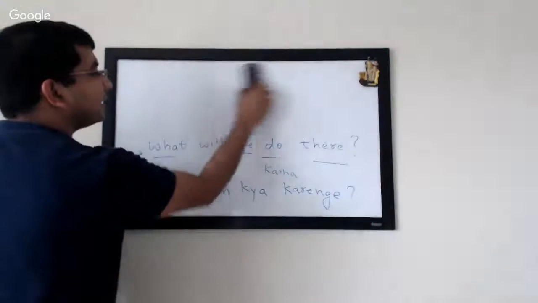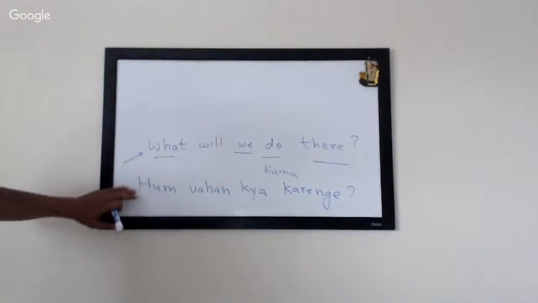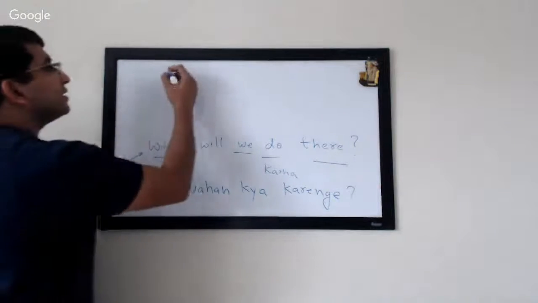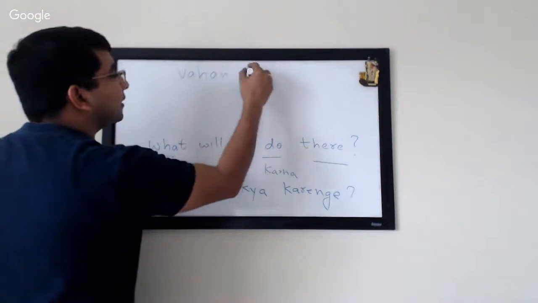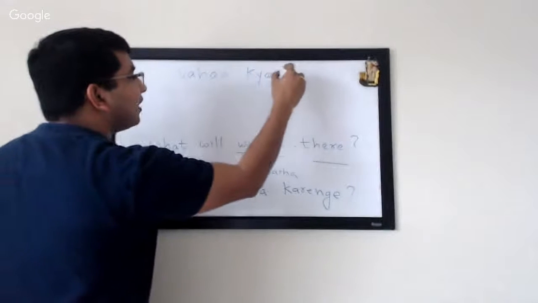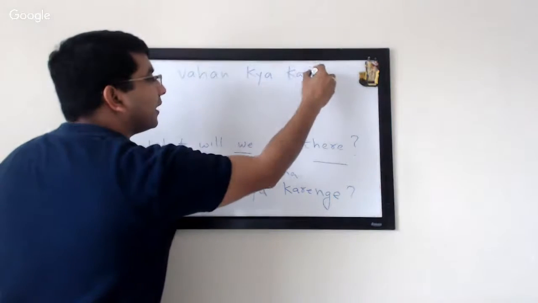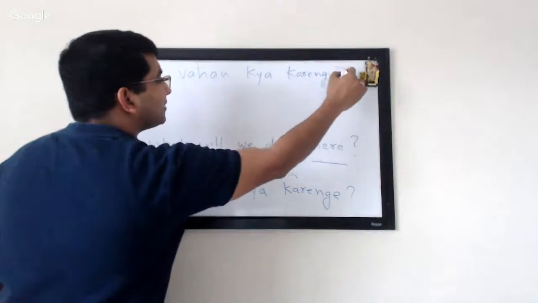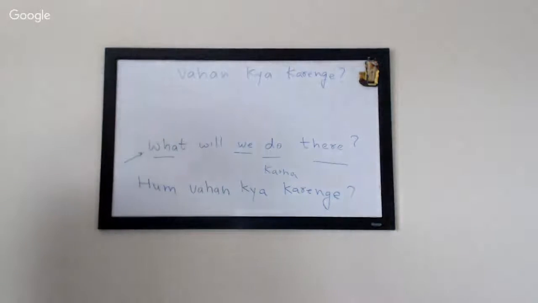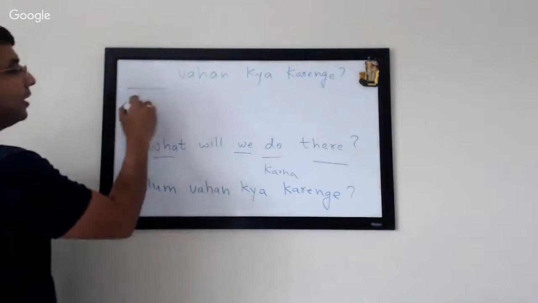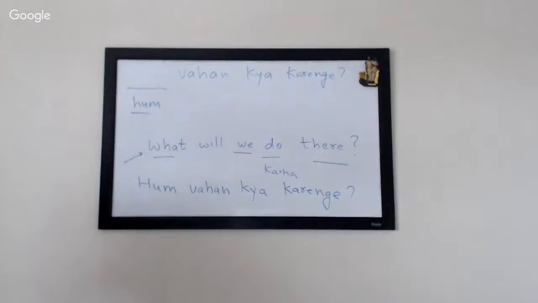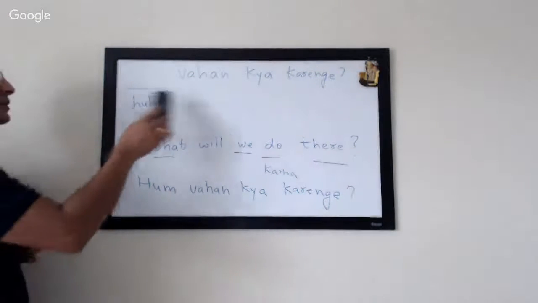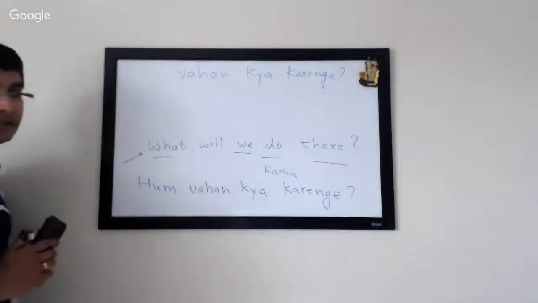हम वहाँ क्या करेंगे? Now, even though this is formal, you'll see sometimes people simply say वहाँ क्या करेंगे? Especially if you're talking among your friends, वहाँ क्या करेंगे? It's implied that the pronoun is hum. You don't really have to explicitly mention it. So even while talking among your friends, if you say वहाँ क्या करेंगे?, that's correct as well.